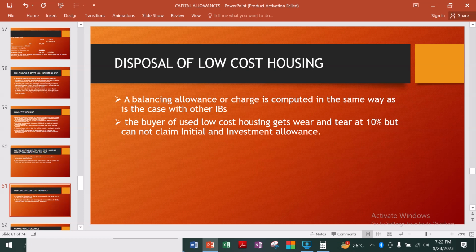Now, the buyer of a used low-cost house gets wear and tear of 10%, but does not claim initial and investment allowance because it is second-hand. Initial and investment allowances are only claimed by the owner when the building is first commissioned. So when you buy a second-hand building, that cuts you out from claiming initial and investment allowance. That's what is being emphasized there.